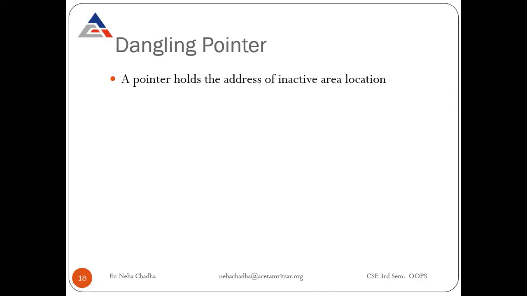What is a dangling pointer? It says a dangling pointer is a pointer that holds the address of an inactive memory location. That means the scope of the variable has been closed and the pointer is still pointing to that variable. How is it performed? Let's find out.